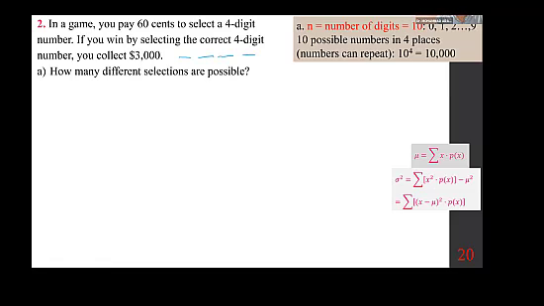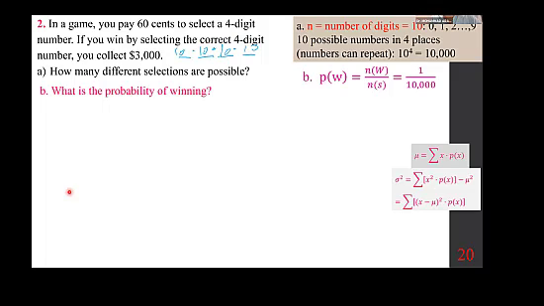Those are the 4 spots in essence. So you multiply the numbers. The numbers are 10 times 10 times 10 times 10, or simply 10 to the power of 4. So 10,000 possible outcomes. What is the probability of winning? By definition it is n of winning over n of s. There's only 1 out of 10,000.